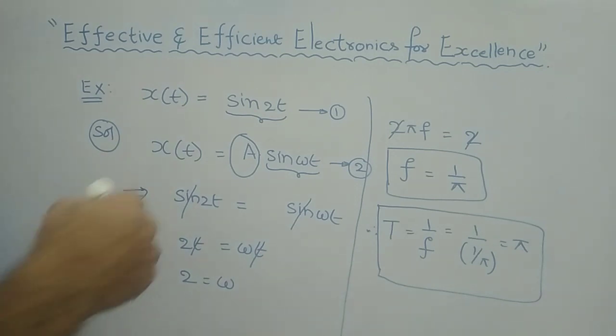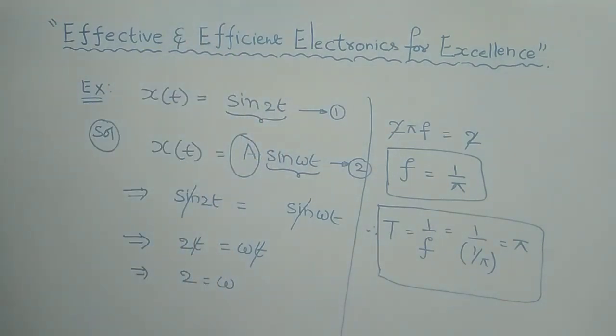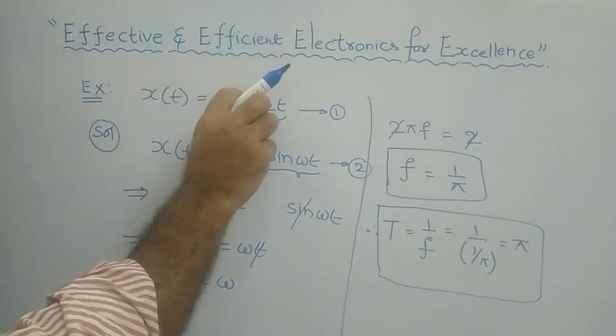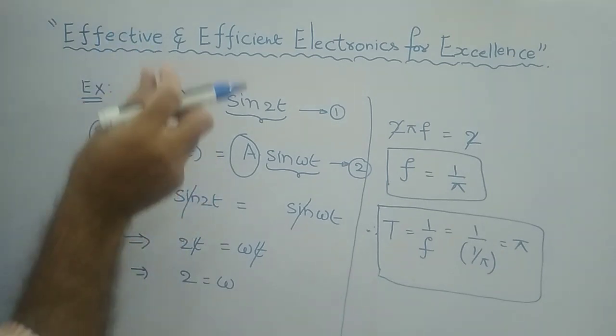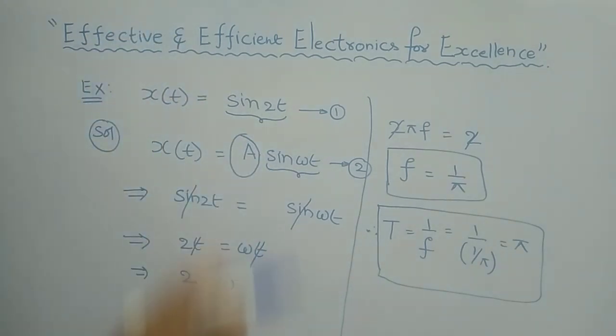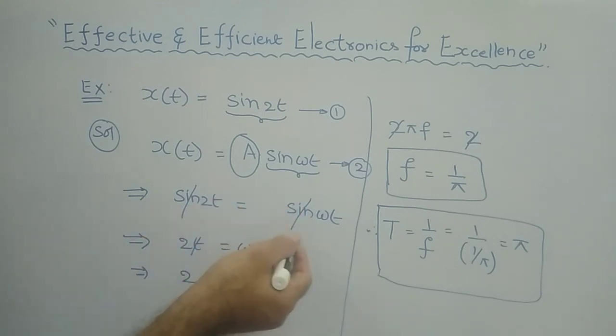Understood? This is a very simple way of finding the time period. Remember that particular point. Whenever the signal is given as sinusoidal or cosinusoidal, you must equate it with the standard form of the signal, either the sinusoidal or the cosinusoidal signal. Then if you equate both, from that you can simply get the time period. I think you understood this very well.